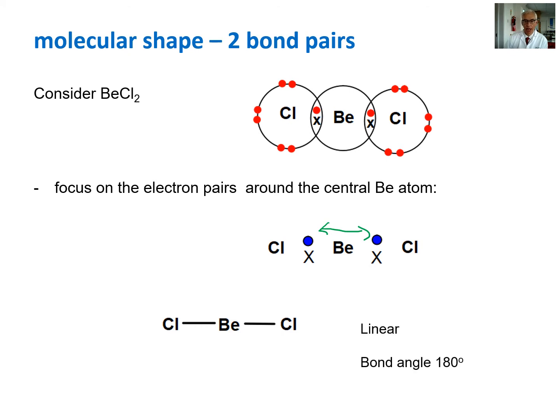Now the bond angle, I hope we don't need too much explanation. So the bond angle is this angle here. Obviously that's 180. So any molecule in which there are two bond pairs around the central bonding atom will adopt a linear shape, and the bond angle will be 180.